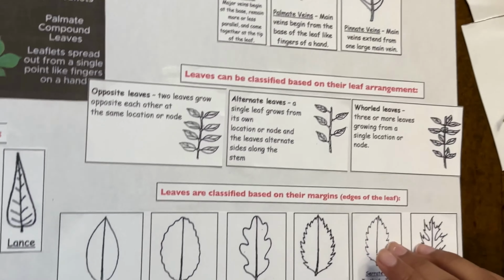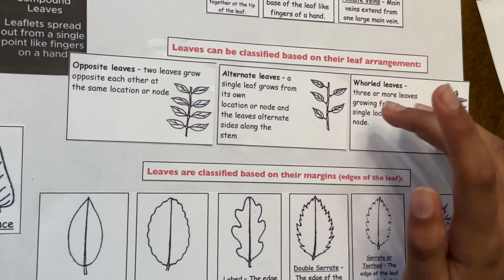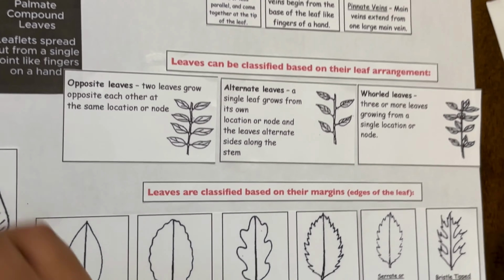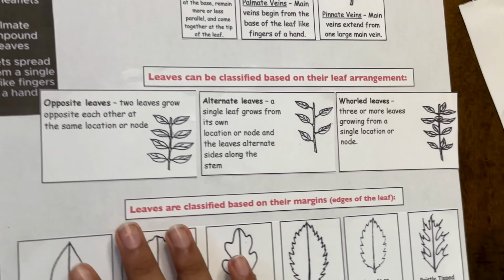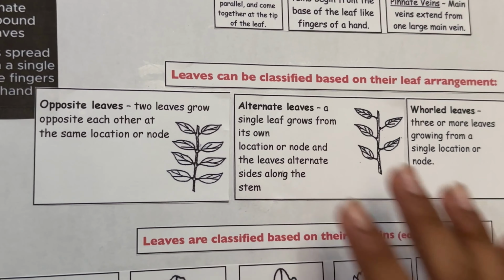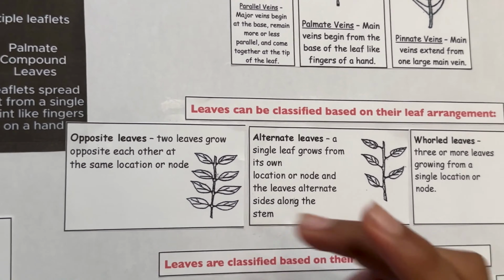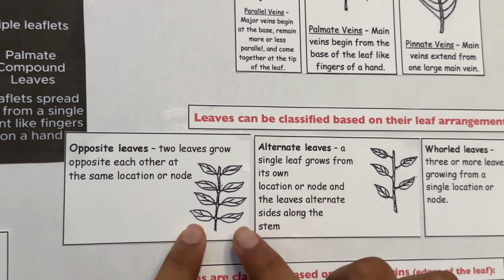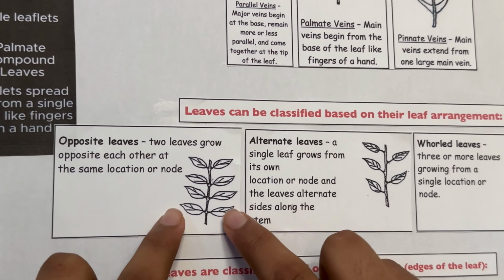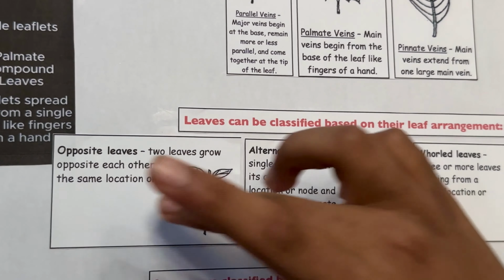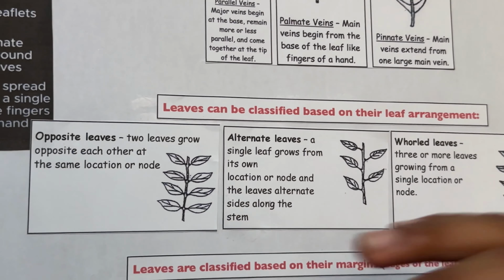Next, we're going to be classifying leaves based on their leaf arrangement. When we look at leaf arrangement, there are three different types: opposite leaves, alternate leaves, and whorled leaves. First, let's look at opposite leaves. Opposite leaves are basically a pair of leaves, or just two different leaves, that meet up at the exact same section or at the exact same height.